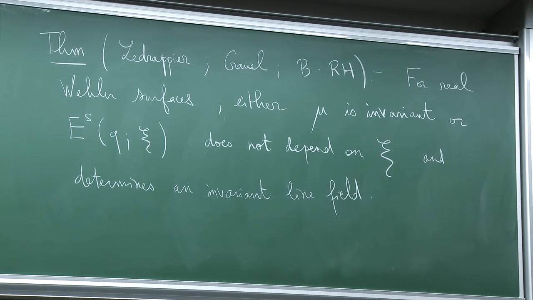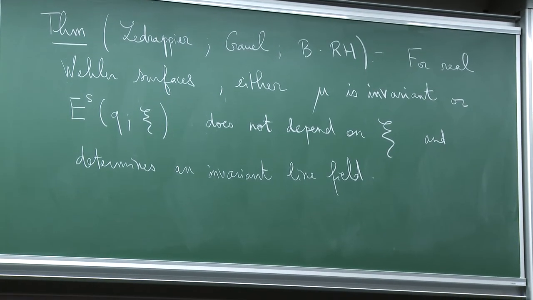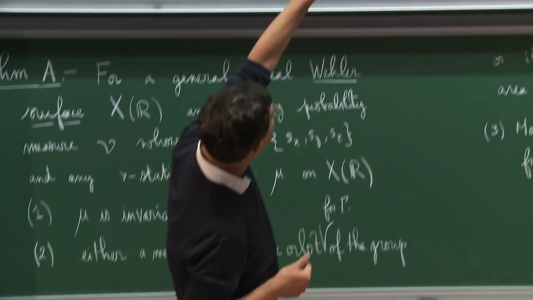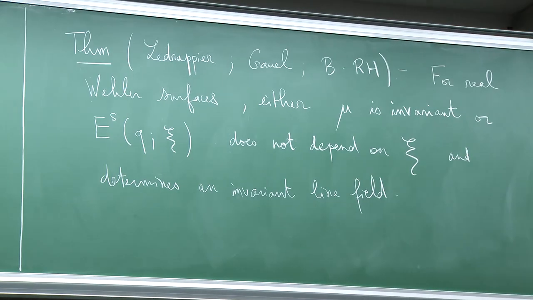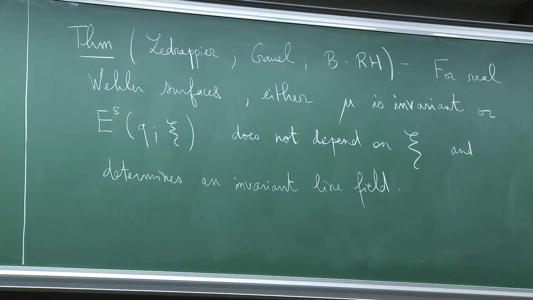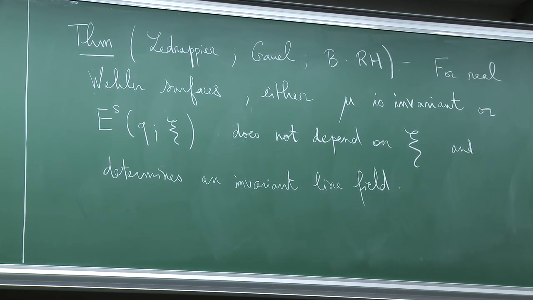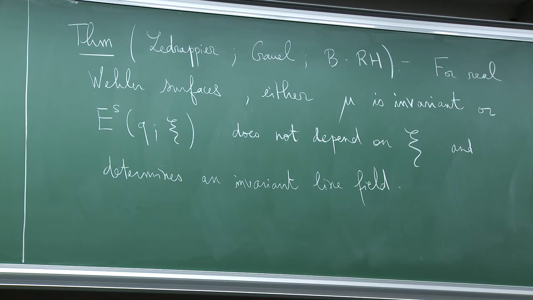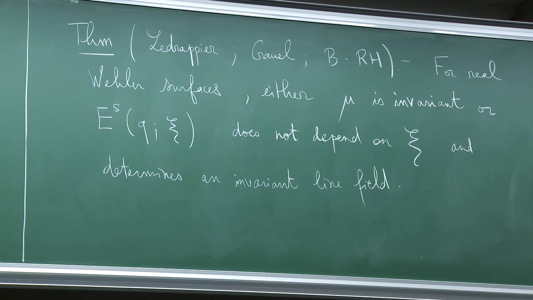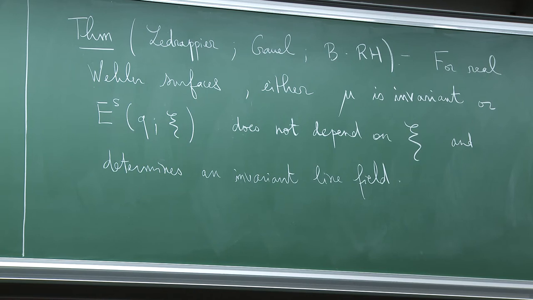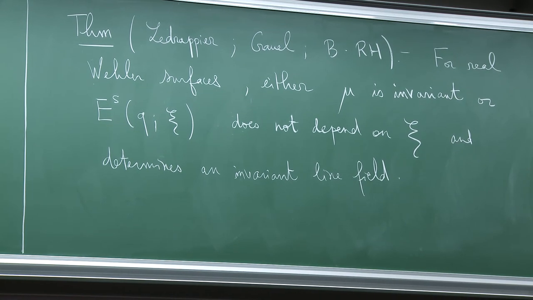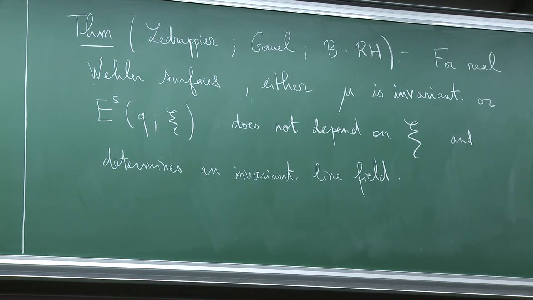Okay, so this I take as a black box, because now I want to use 2 or 3 minutes to explain how we rule out the fact that the stable direction does not depend on the itinerary. If we want to say that every stationary measure is in fact invariant, we want to say that it's not possible in our case that the stable direction does not depend on Xi. That's what we want to do. So we want to give a criterion that says that this stable direction has to depend on the itinerary.